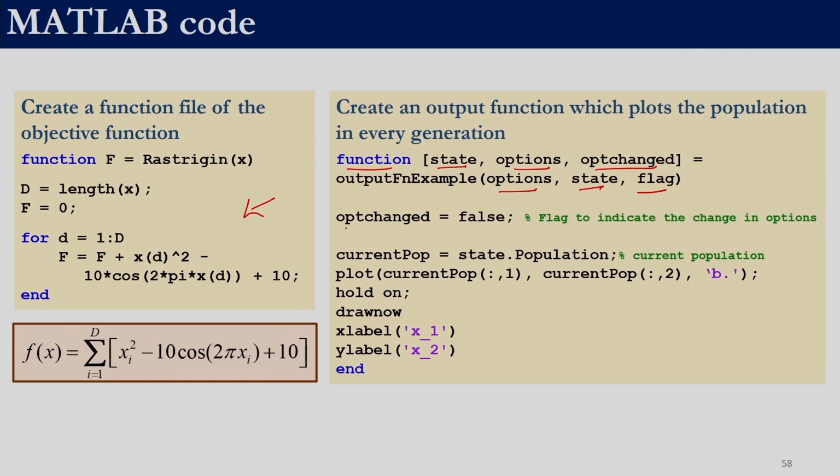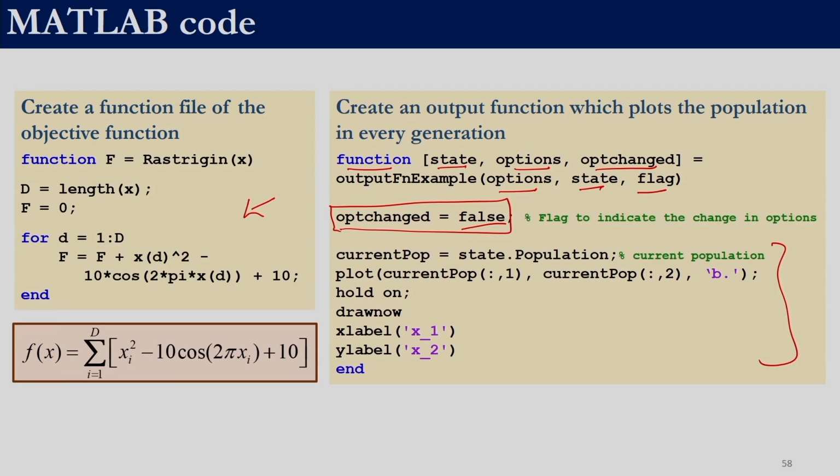So opt changed, we are assigning a value of false over here. We are assigning a value of 0 or false because in this output function file we are not changing the current options of GA. That is why we are passing this value of false back to the algorithm.